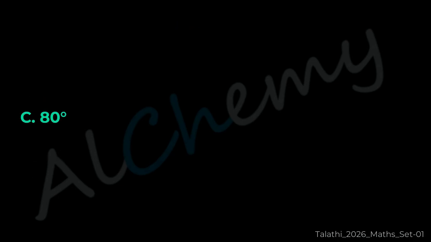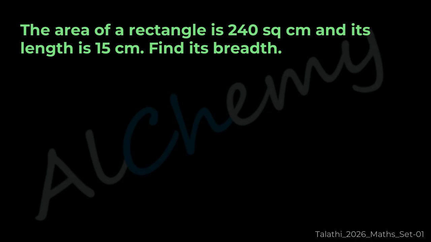The correct answer is C. 80 degrees. Question 41. The area of a rectangle is 240 sq.cm and its length is 15 centimeters. Find its breadth. A. 12. B. 14. C. 16. D. 18.